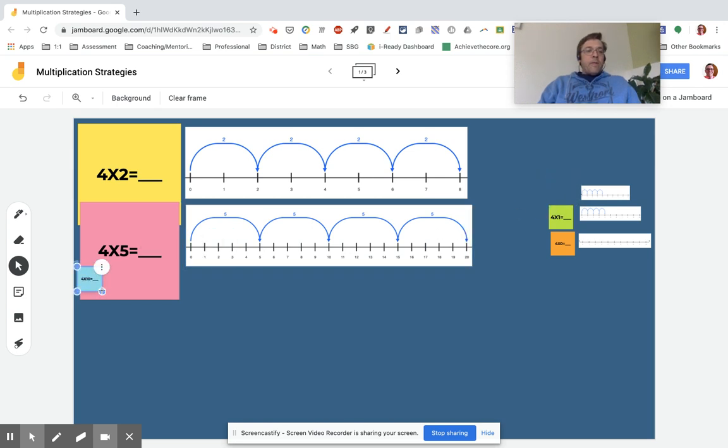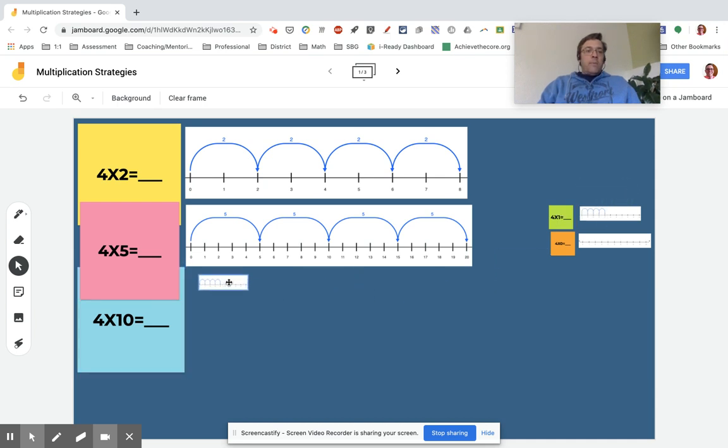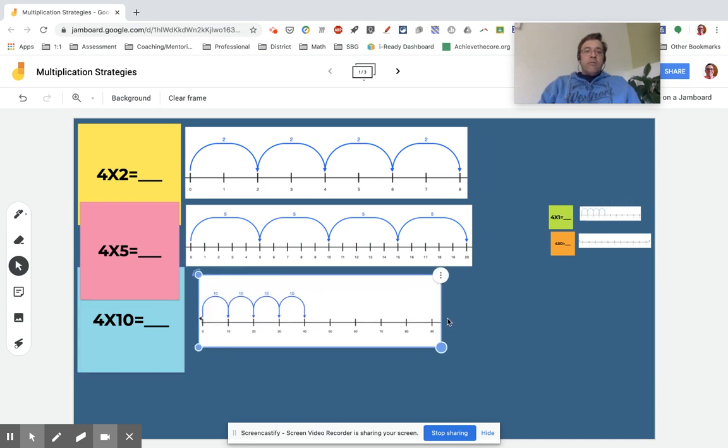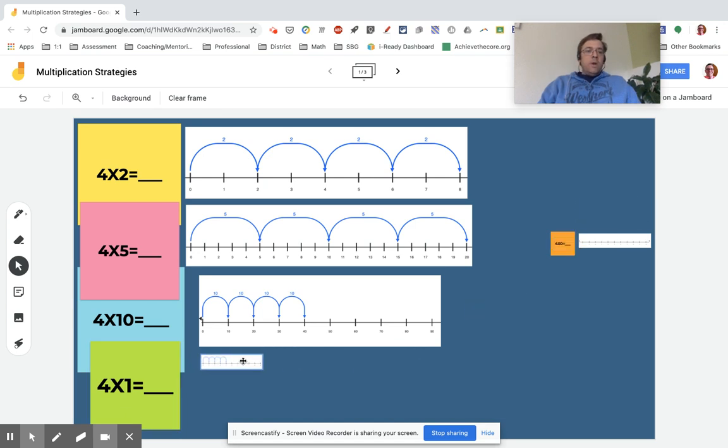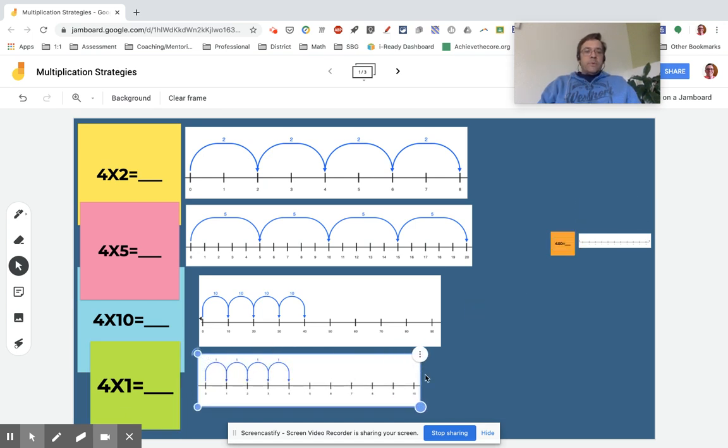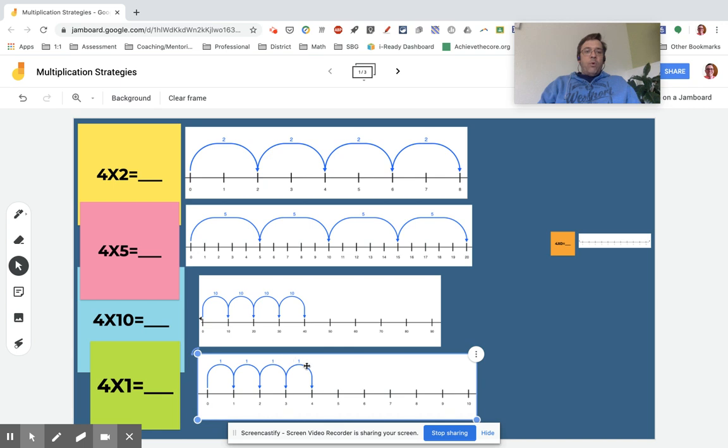Similarly, when we multiply by 10, we're making jumps of 10. And in this case, we're making 4 jumps of 10. Multiplying by 1 is also skip counting, but we're not skip counting, we're just counting. So just like with the other examples, I have 4 jumps, and the size of those jumps is 1 space, or 4 times 1 is 4.